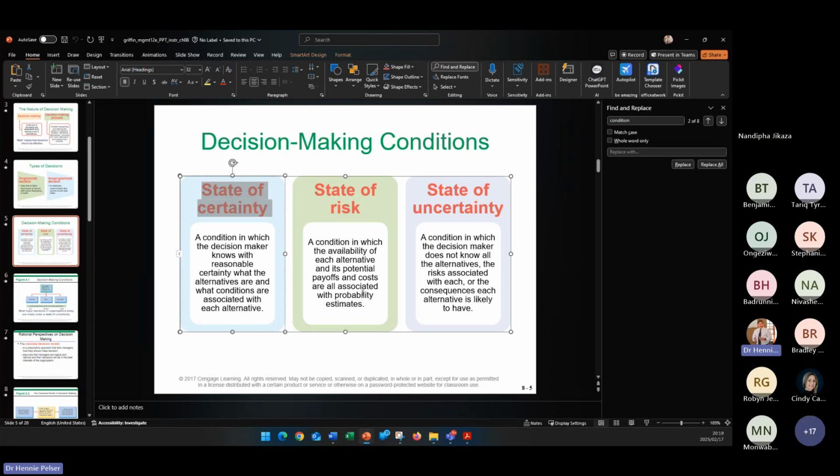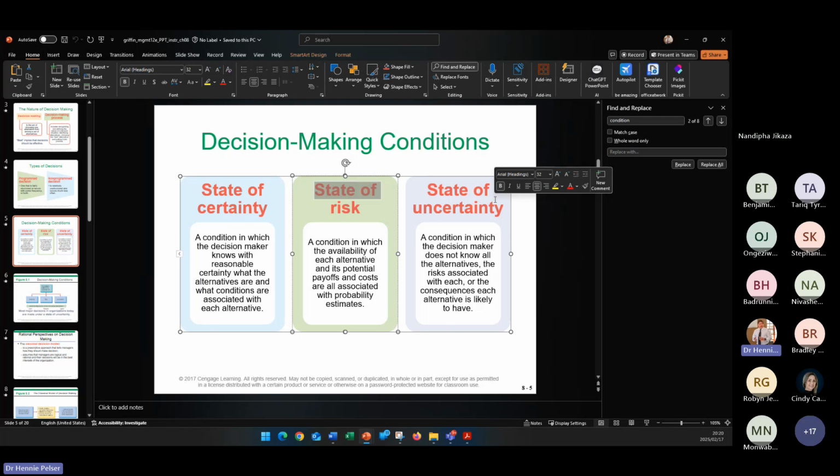Guys, and then uncertainty. For me, whenever we take decisions in business now, it's those two: a state of risk and a state of uncertainty. So here, we don't know all the alternatives.